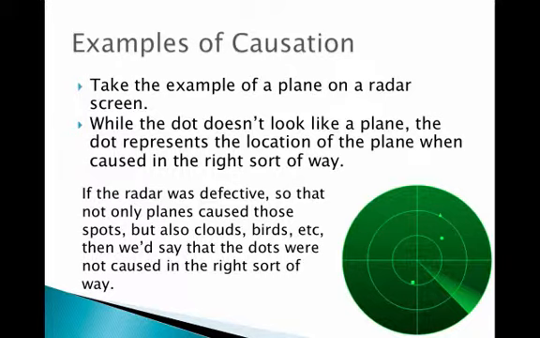So we can say that the air traffic controllers know where the plane is, even though they're not directly perceiving the plane. Of course, if the radar is defective, so that birds and clouds and stuff can cause these dots, we'd say that the dots aren't caused in the right sort of way, but a properly functioning radar will accurately and only portray airplanes.